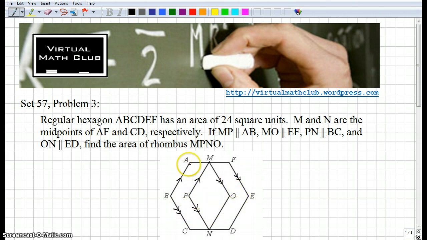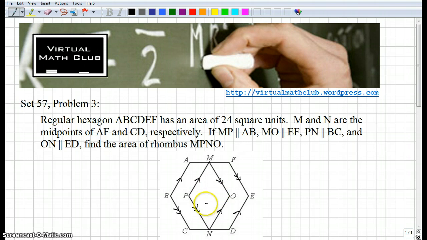And also, here AB is parallel to DE, okay? And we're told that ON and ED are parallel, so these lines are also parallel, okay? So the set of these four lines, AB, MP, ON, and ED, are all parallel to each other. Alright? And we're asked to find the area of the rhombus MPNO, right here. So this middle four-sided figure here.